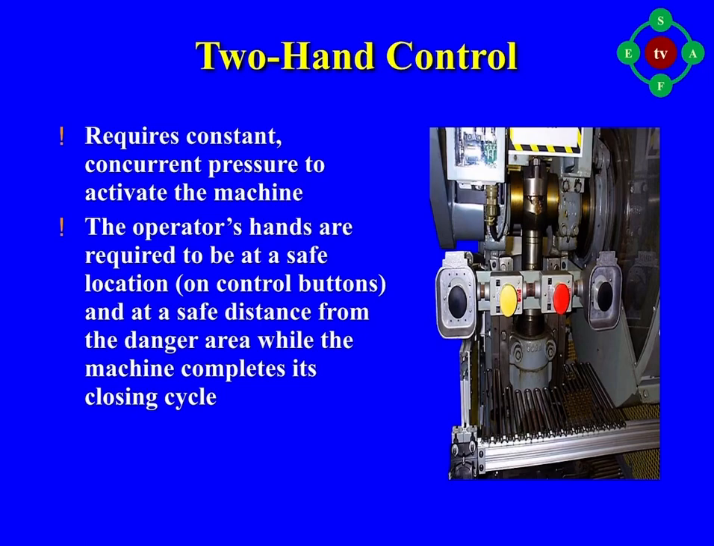The trips must be placed far enough from the point of operation to make it impossible for the operators to move their hands from the trip buttons or handles into the point of operation before the first half of the cycle is completed, to prevent them from being accidentally placed in the danger area prior to the slide or ram or blade reaching the full down position.